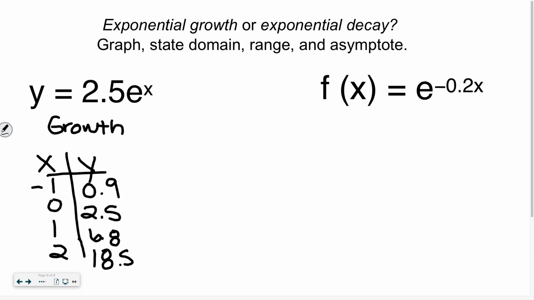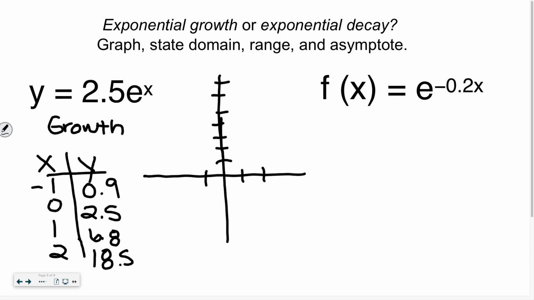I've got points, so I can plot them. If you're unsure of what your graph looks like, plot more points, right? Choose some other values. I would say this is probably enough. So we have -1, 0.9, 0, 2.5, and 1, 6.8. And then 2, 18. That's too far, so I'm not going to graph it. And you can imagine what's going to happen on the other side.